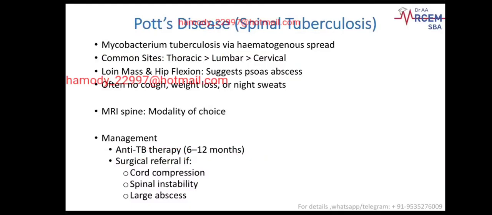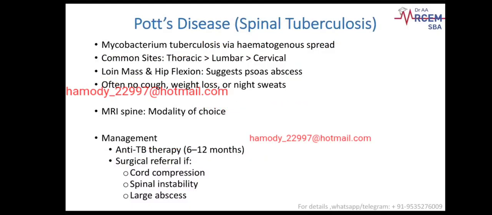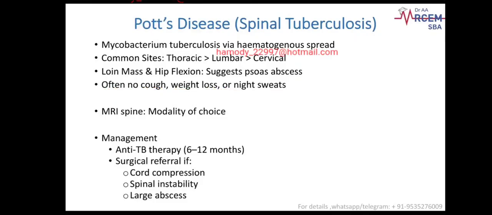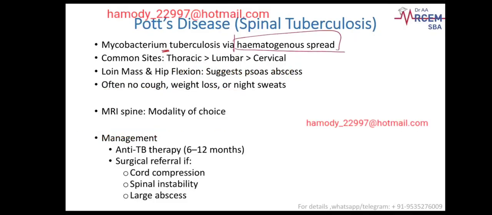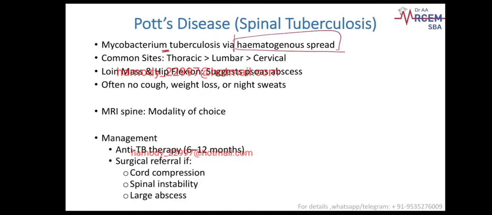Pott's disease, also known as spinal tuberculosis. What happens here? It's a tuberculosis. So it is caused by Mycobacterium tuberculosis, and the spread is usually via the blood. That's why it is known as hematogenous spread. The most common site is thoracic, followed by lumbar, followed by the cervical region.